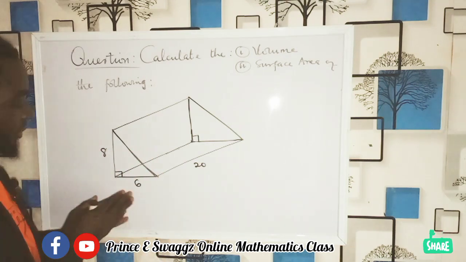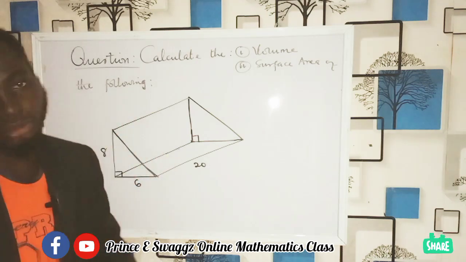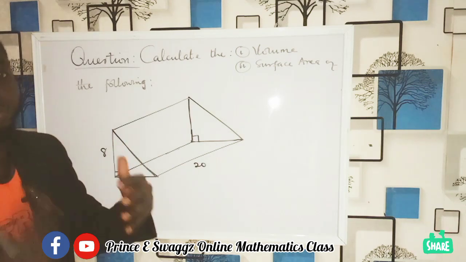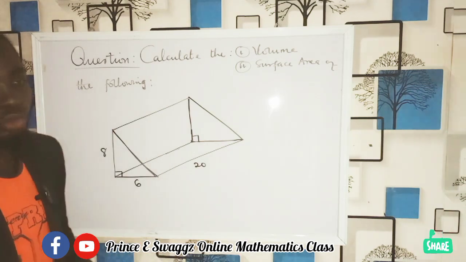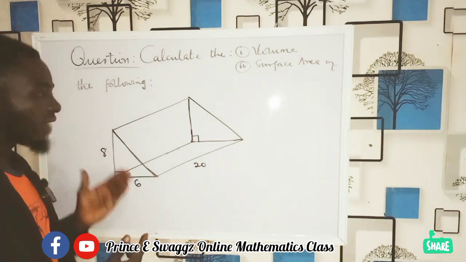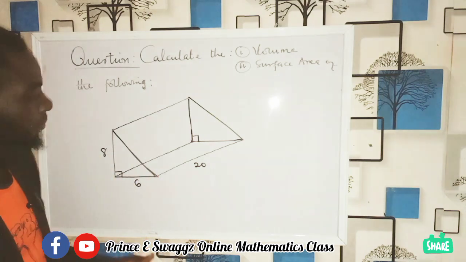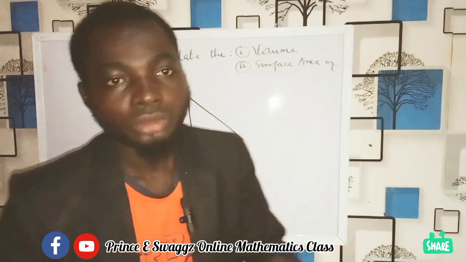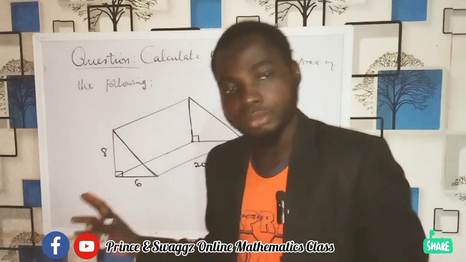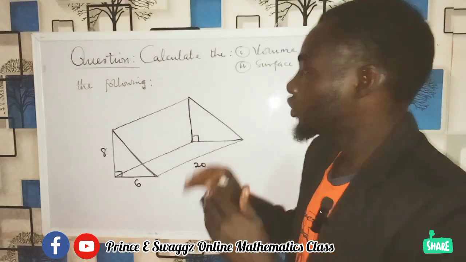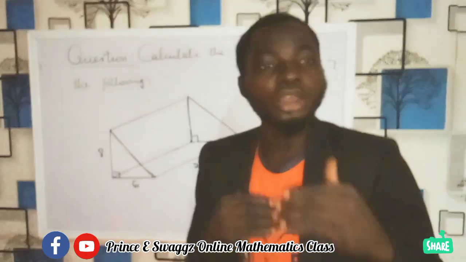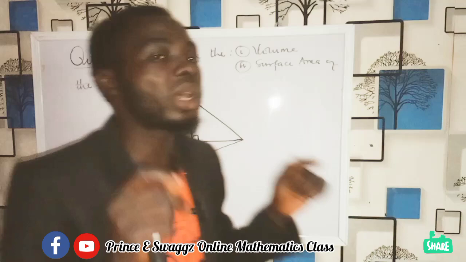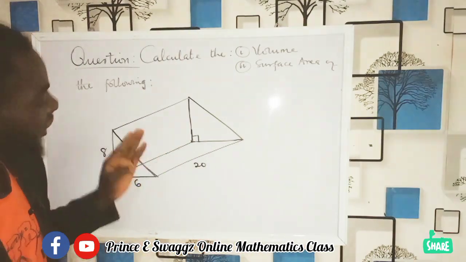And what type of prism? Triangular base prism. Because in a prism, the shape of the base gives the name. So if the shape is a triangle, like we have there, we call it a triangular base prism. If the shape is a trapezium, we call it a trapezoidal prism. If the shape is a square, it is a square base prism. If the shape is a rectangle, a rectangular base prism. But this particular one is a triangular base prism.